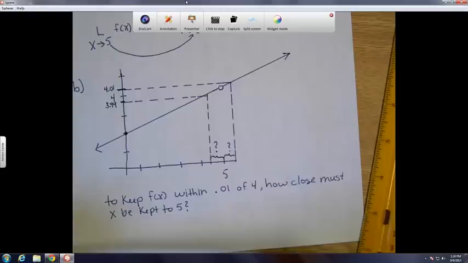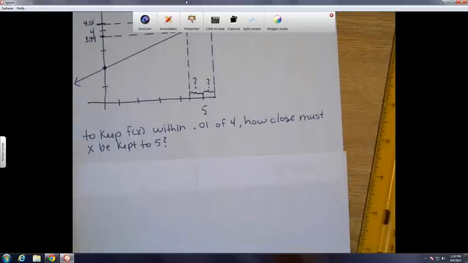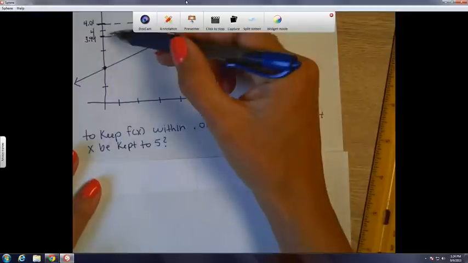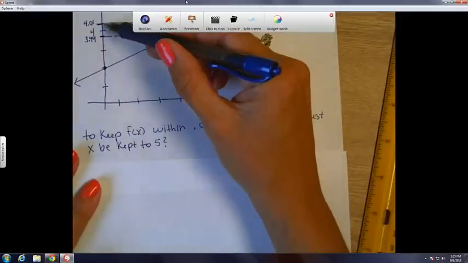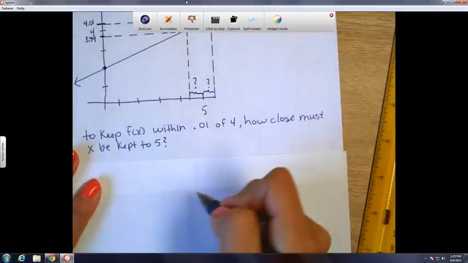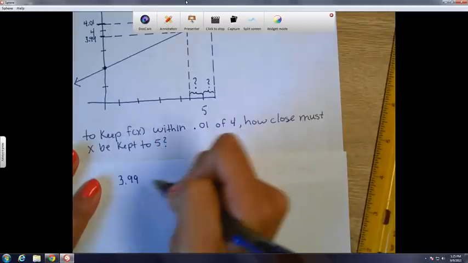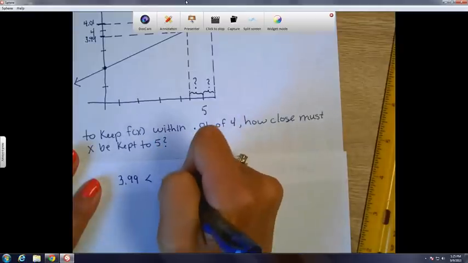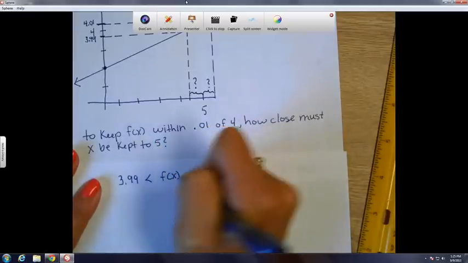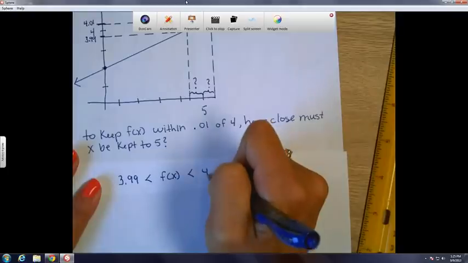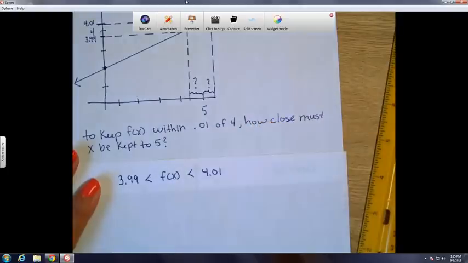So what we're going to do is use algebra to figure that out. And we already set up the window. I want the function to stay between 3.99 and 4.01. So I'm going to set up a triple inequality. 3.99 is on the smaller end. I want the function to stay in between that and 4.01. I want to know what x value makes that happen.